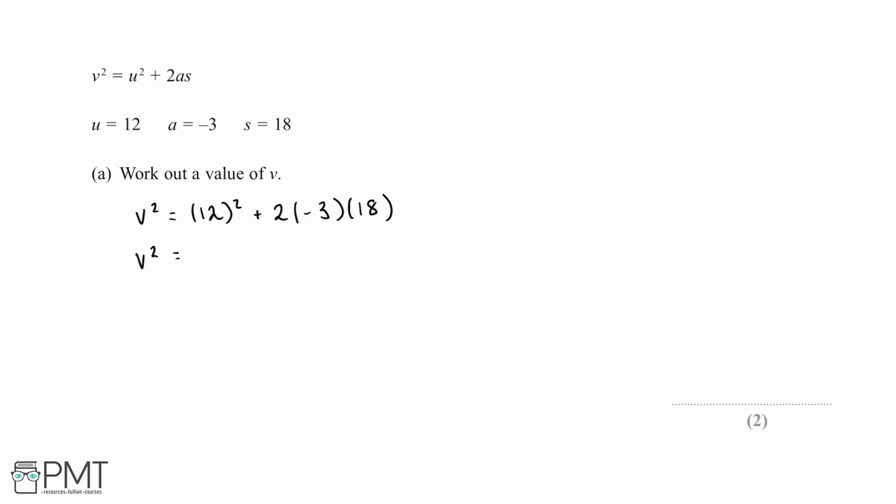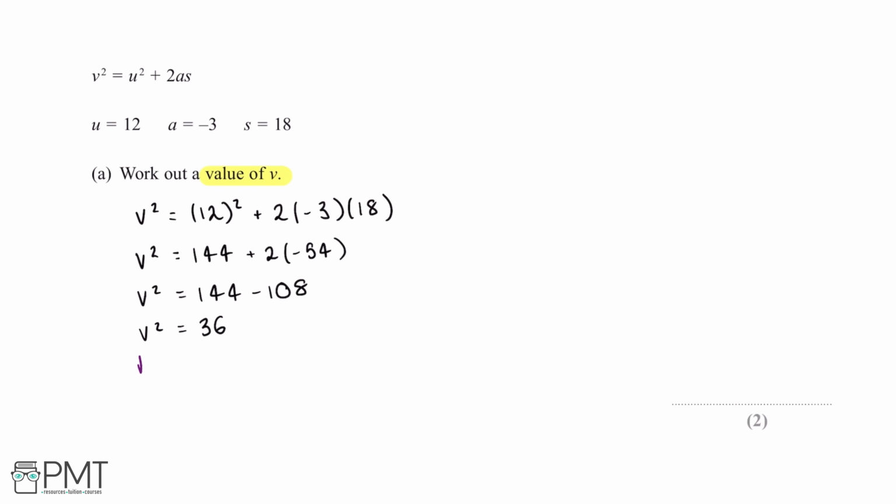So 12 squared is 144, and -3 multiplied by 18 is -54. 2 multiplied by -54 gives us -108. And then 144 minus 108 gives us 36. So now we've worked out the value of v squared, but we need to work out the value of v.